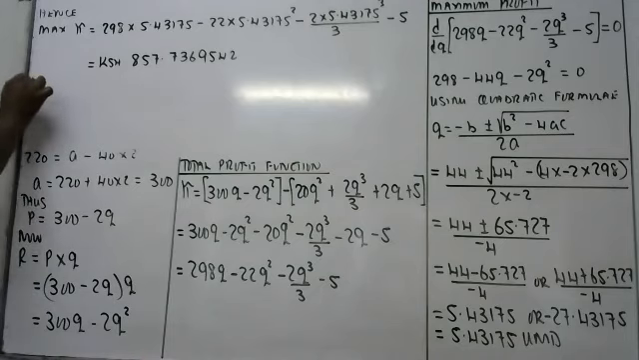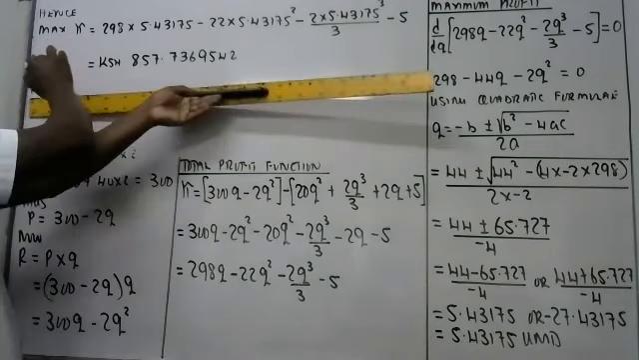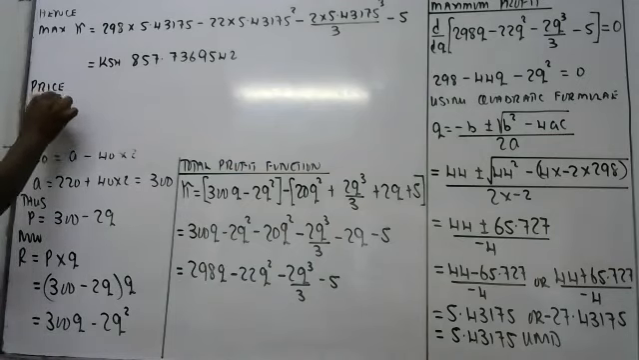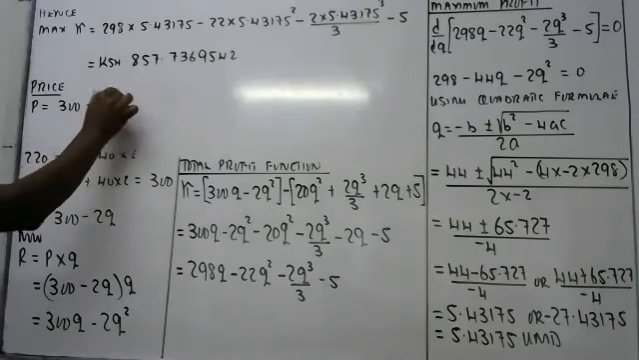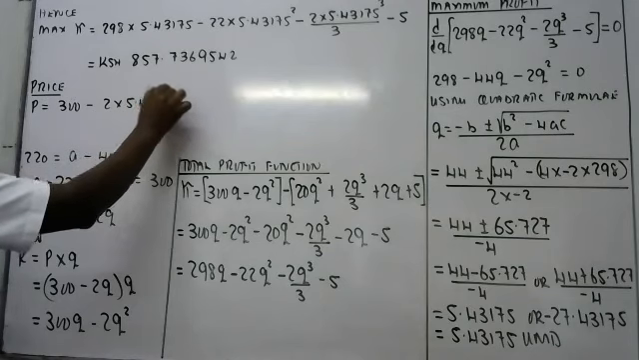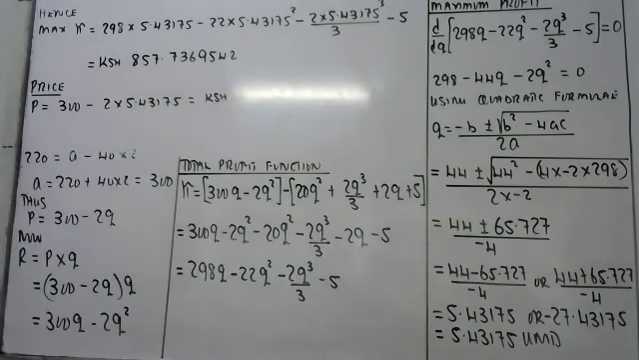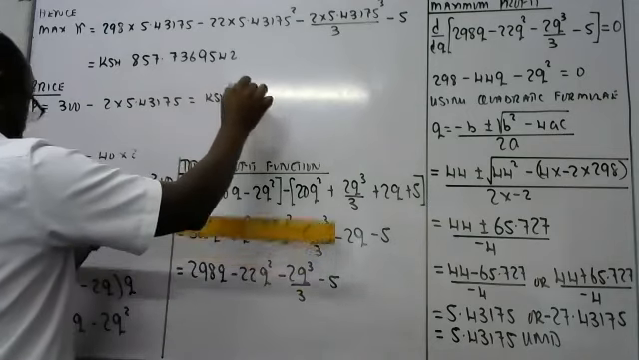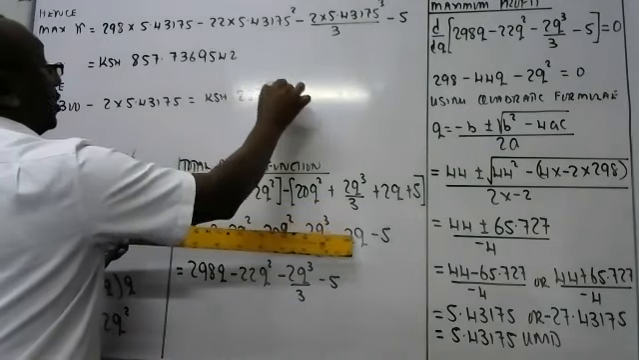Then we need the price. We had developed that equation earlier to cover this one. So it is simply P equal to 300 minus 2 times 5.43175. So 300 minus 2 times 5.43175 is 289.1365.